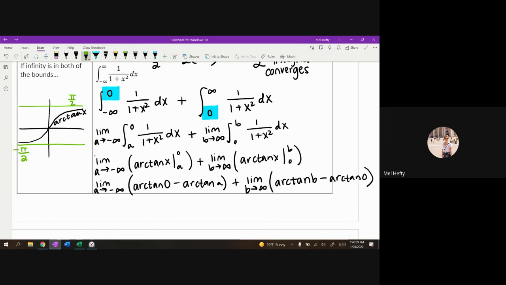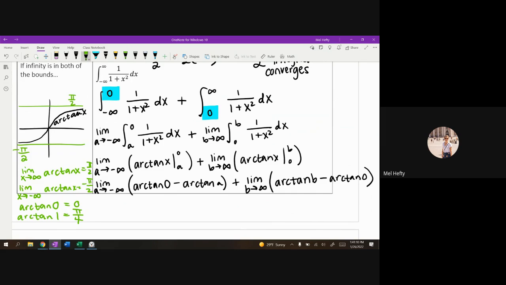As we go towards positive infinity, arctangent goes towards pi over 2. As we go towards negative infinity, arctangent goes towards negative pi over 2. Arctangent of 0 is 0, and arctangent of 1 is pi over 4.